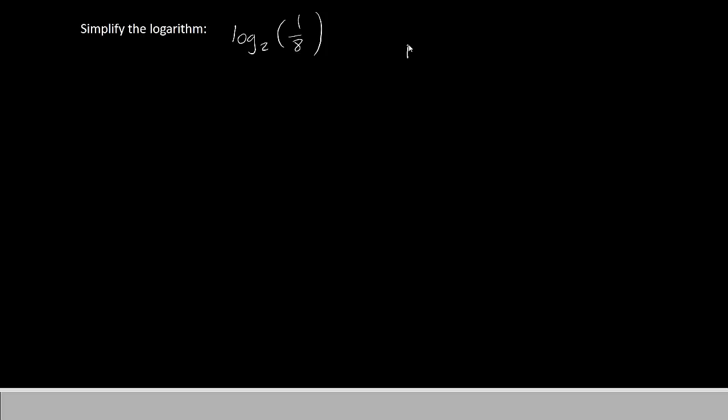This leads me directly into rule number 1. If you have a fraction inside the log, you can change that into a negative exponent. So this 1/8 on the inside, we can rewrite with a negative exponent. That's simply 8 to the negative first power, with a log base 2 still on the outside.